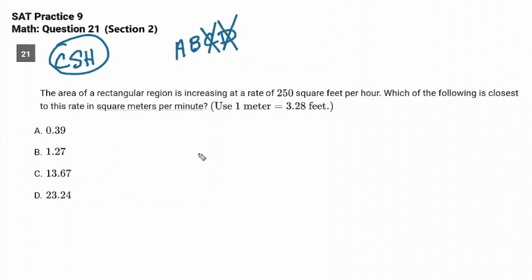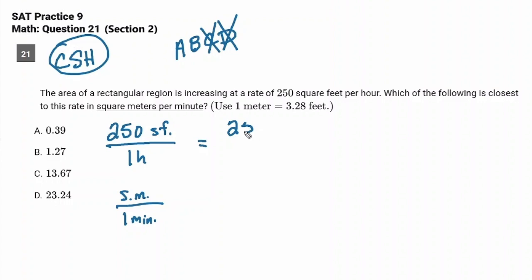As far as what to actually do, it's really just a simple proportion. What's the proportion? It's 250 square feet per 1 hour. But that's not what we want. What do we want? We want square meters per 1 minute. All right, the minutes and hours part's pretty easy. How do you convert hours to minutes? You know this one. It's 250 square feet. How many minutes is that? It's 60 minutes. Okay, so you're halfway done.